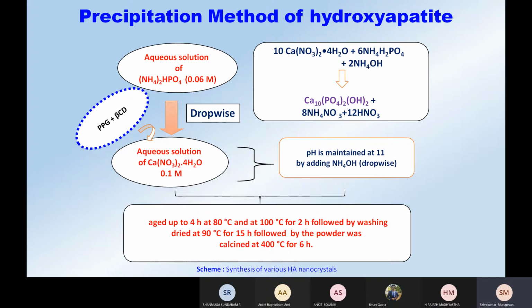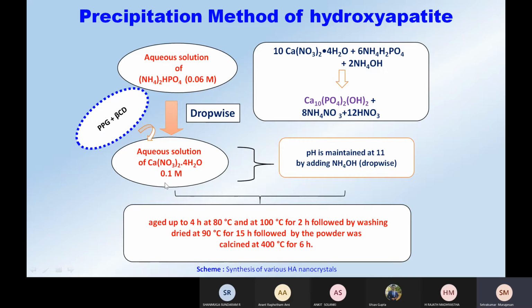And you can also see in the scheme, PPG and beta cyclodextrin. So that is another concept. If you add some polymer-based surfactant, you can play around with the nanoparticle morphology, etc., as well as the crystal growth. Because if you see the charges in beta cyclodextrin as well as their structures, they have a cone-like hollow structure, and PPG has different charges. All those charges as well as the structures play an important role during nanoparticle crystal development.